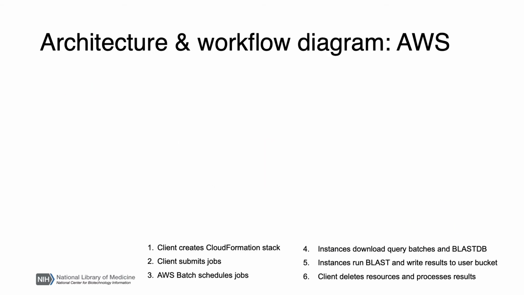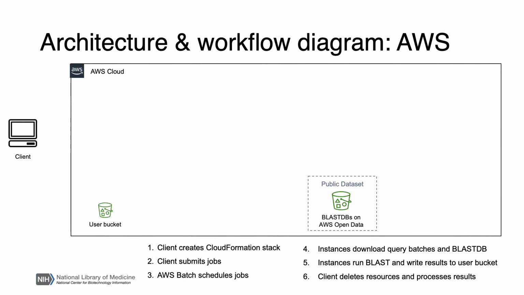Next, we'll take a detailed look at the architecture and workflow in ElasticBLAST on AWS, focusing on the cloud operations. Please note that the workflow and architecture is similar in GCP, but it uses different technologies, so for brevity, we'll only examine AWS. We'll start with the client, which could be ElasticBLAST running on your laptop or a cloud instance, and buckets for storage of BLAST databases, results, and queries in the AWS cloud.